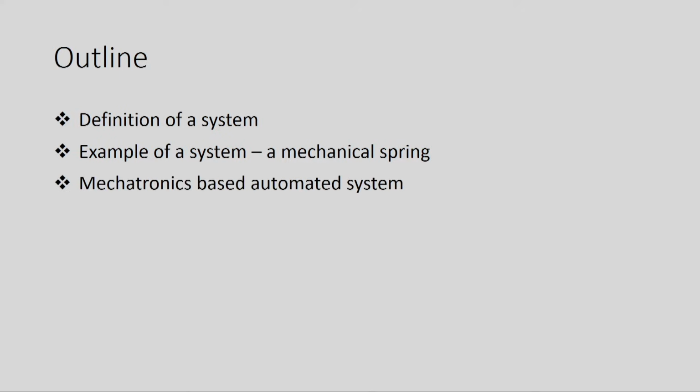At the start of the lecture, we will study the definition of a system, the meaning of the term system, which is often used in automation and in mechatronics based systems. Then we will have an example of a system. We will be studying a simple mechanical element, that is spring. A mechanical spring will be studied to understand the meaning of the term system.